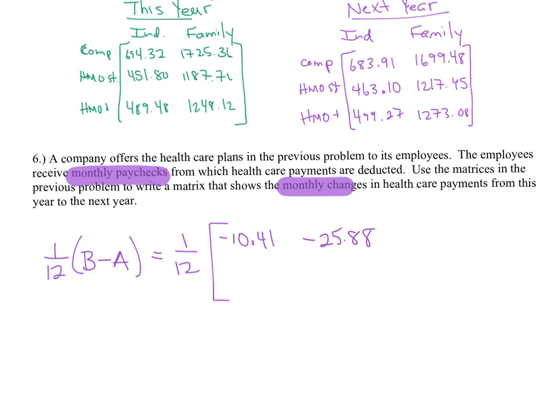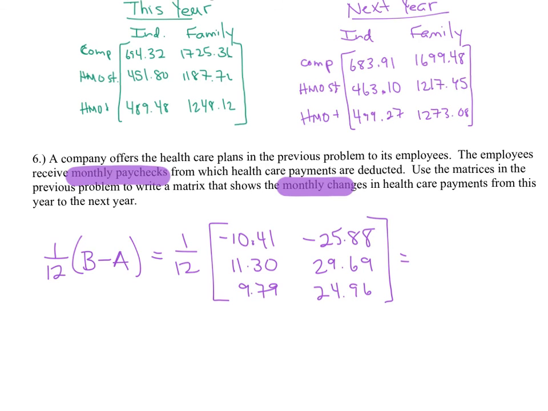Continuing to do that, you have 11.30 as a difference in the HMO standard for the individual, 29.69 for the HMO standard for the family plan. 9.79 is the difference in the HMO plus for the individual, and 24.96 for the family and HMO plus.